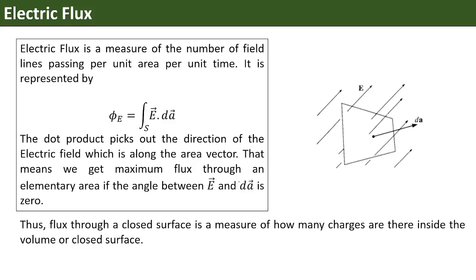So there are two different entities involved. One is per unit area, another is per unit time. So if you talk about the flux of electric field, it is the number of field lines crossing per unit area per unit time. If I have to talk about a particle flux, then it is the number of particles crossing per unit area per unit time. It is something like that. So electric flux is a measure of the number of field lines passing per unit area per unit time.